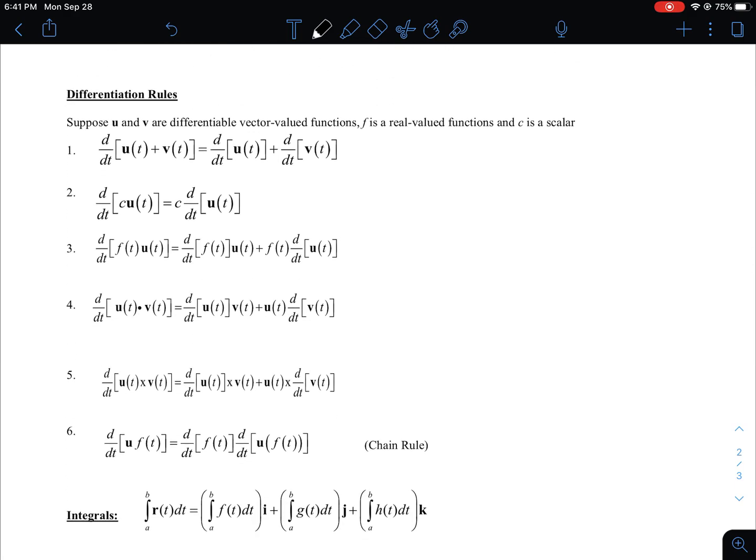Here are a bunch of derivative rules. Okay, so the derivative of the sum of 2 vectors is their derivatives separately. You can factor out a constant. This one is a little weird. What I want you to know is that this is a vector function. f of t is just a regular function. Okay, so it's able to be factored out because it's not a part of the actual vector function. That's why we can factor it out.